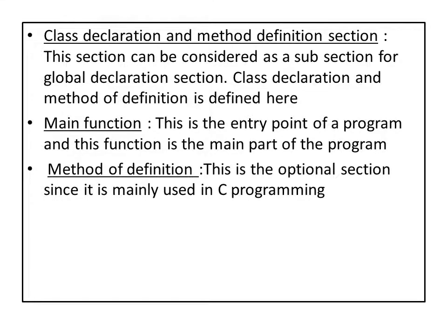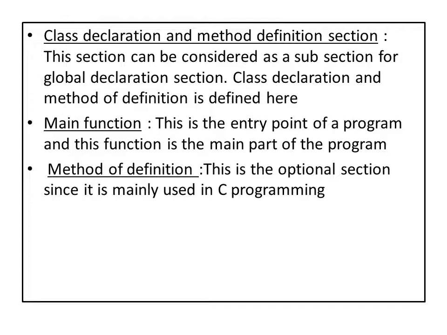Next is the class declaration and method definition functions. It's usually not here. The subsection of the global declaration section is defined here. Here class declaration and method definition are defined. That is the function part. When you're using a function other than the main function, we have to declare it, right? It's just like using a variable. The compiler doesn't know what this variable is about, so we have to declare it. In the same way, if you want to access a function other than the main function, we have to declare it, and that section is called the class declaration and method definition section.